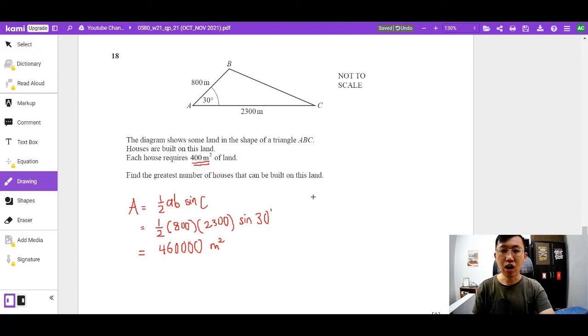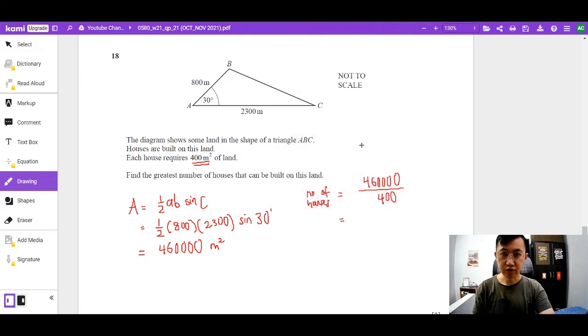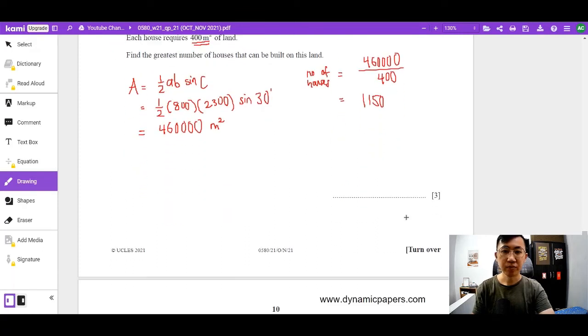square, right? So how many number of houses you can build, you will have to divide now. Take your land area, 460,000 divided by 400. Let's see how many we can build. So using this answer, don't press anything, so we divide by 400. Okay, 1150, 1150 houses. There you go, that is the answer. So 1150 number of houses.